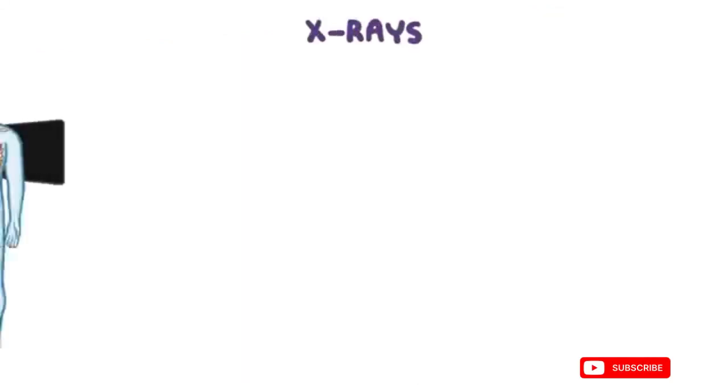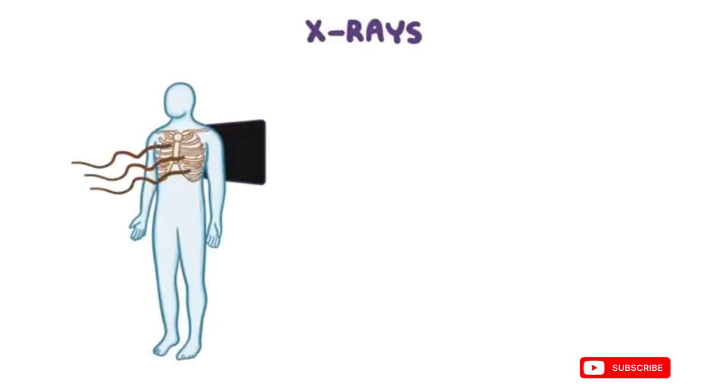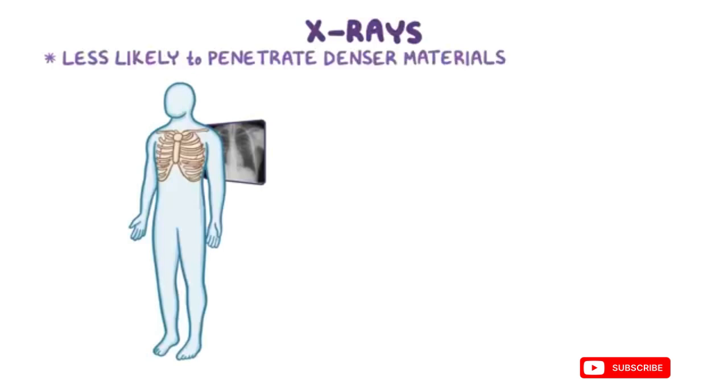You can think of X-rays as photos made from high-energy photons that penetrate the body tissues so that we can see what's going on inside. Just like visible light, X-rays are less likely to penetrate denser materials.